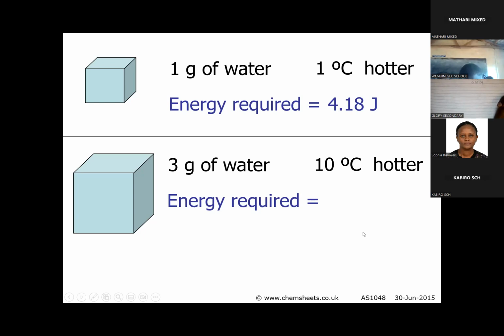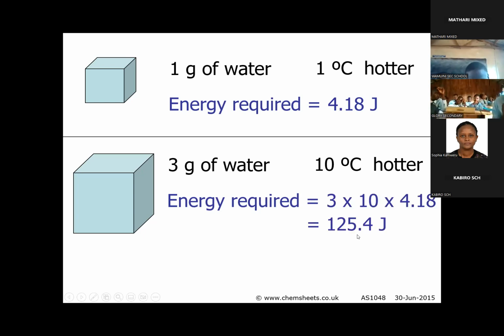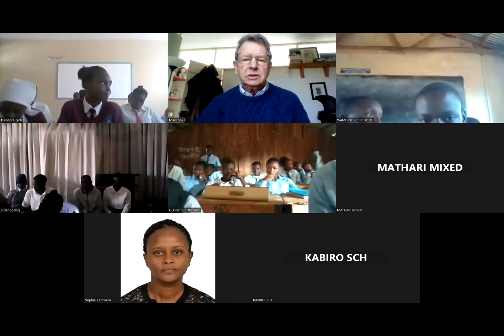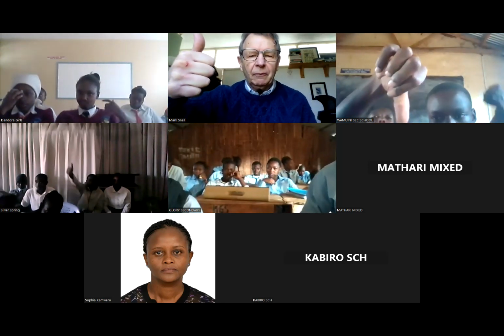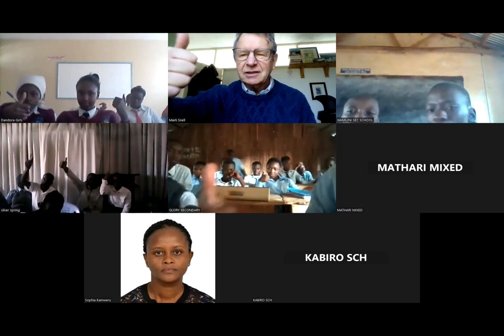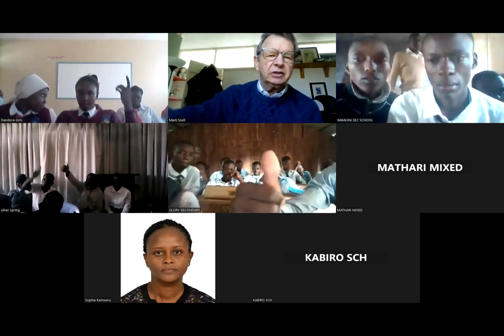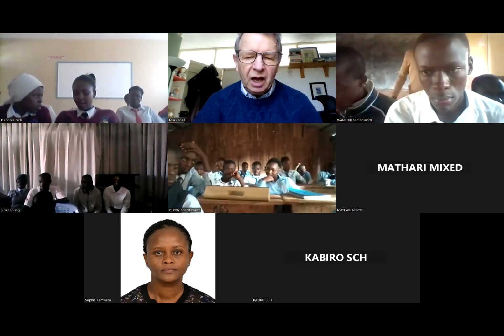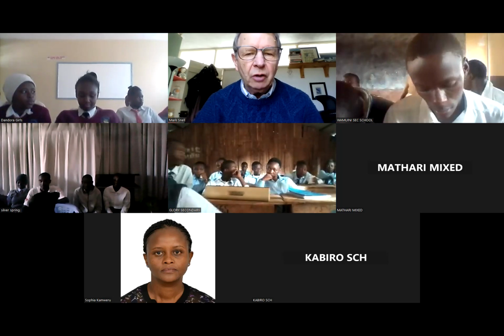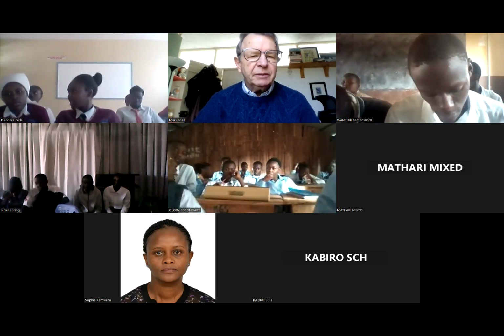Aha. So it will be, very good. It will be 3 times 10 times 4.18, which is 125.4. Show me if you got that right. Who got 125.4? Come on, Glory. Get your calculators out and start to do it. Well done, Wamuini. Well done, Silver Spring. Well done, Dandora Girls. Very good. Capiro, we can't see you, but it doesn't matter. I hope that you got 125.4. Okay. So simple stuff so far.